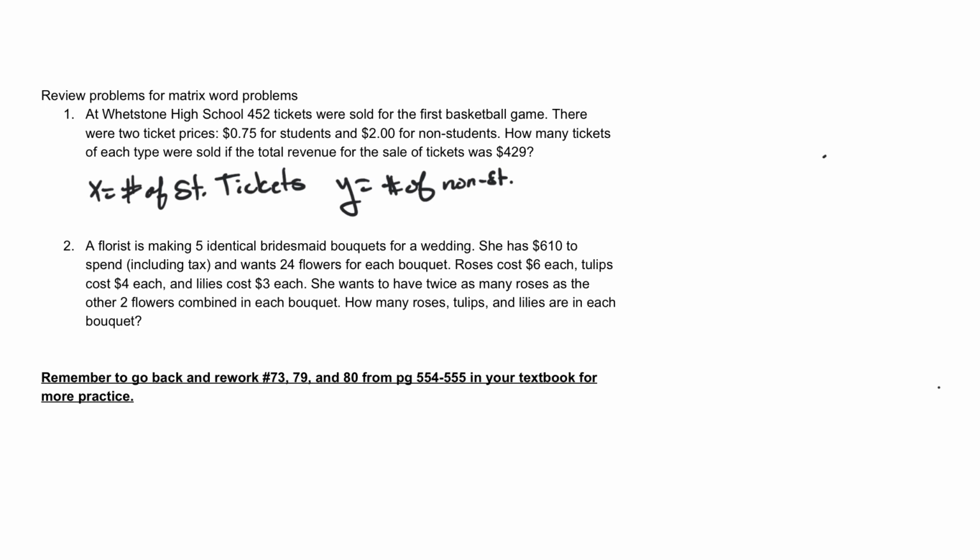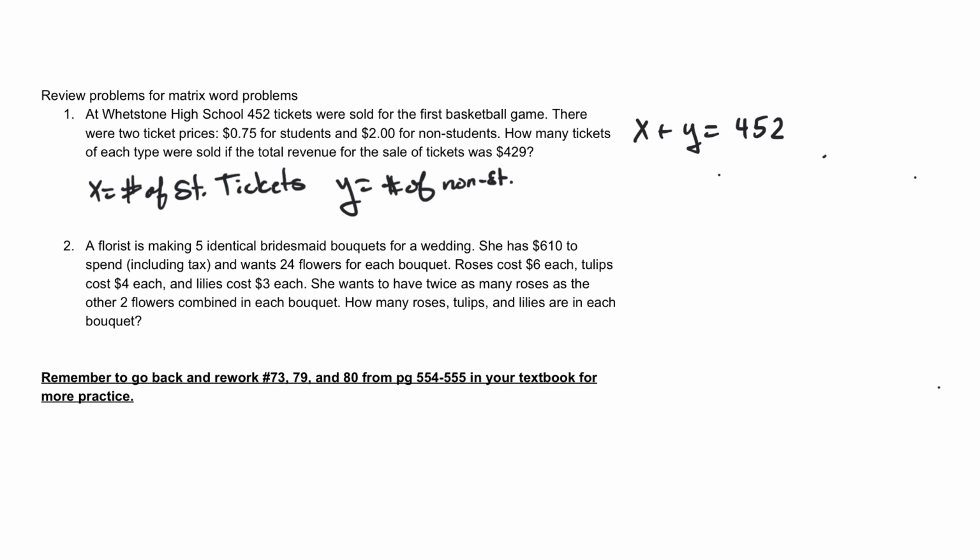In this case, we do. We have the number of tickets, and we have something about money, right? Two quantities. So the easy one is, if I sold so many student tickets plus so many non-student tickets, that would be the total number of tickets sold, period, right? That's 452.